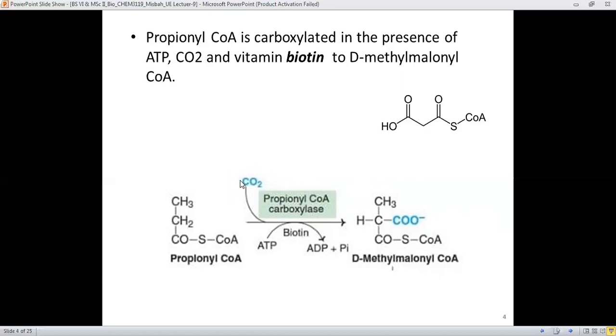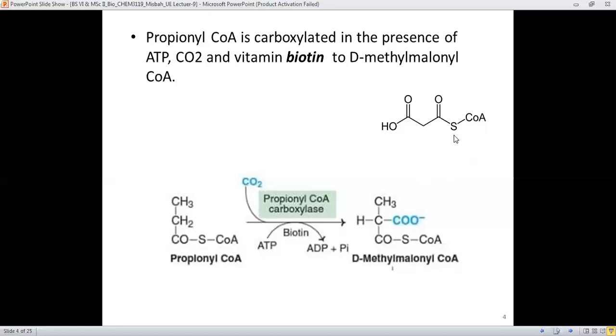Therefore, this carbon unit in the form of carbon dioxide is incorporated at this carbon to make it chiral. Due to the chirality and the origination of stereochemistry, it is D-methylmalonyl CoA. Why is it called malonyl CoA? Because its structure is just like malonic acid. You can compare it with malonic acid while starting from here.